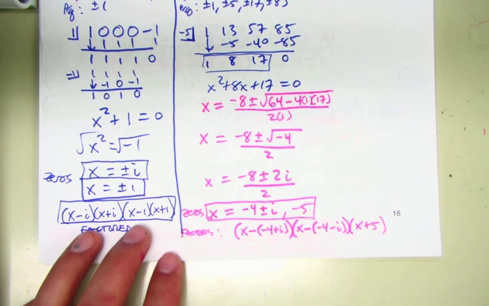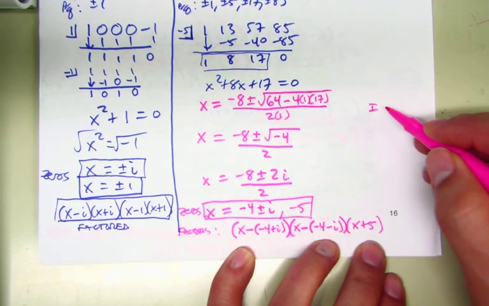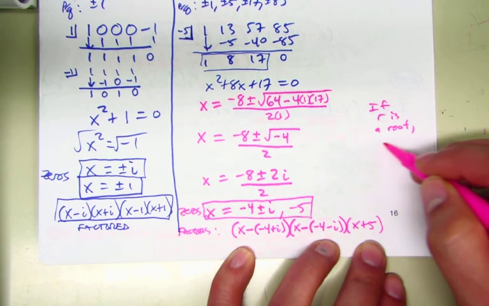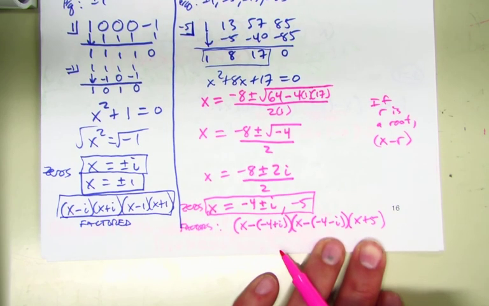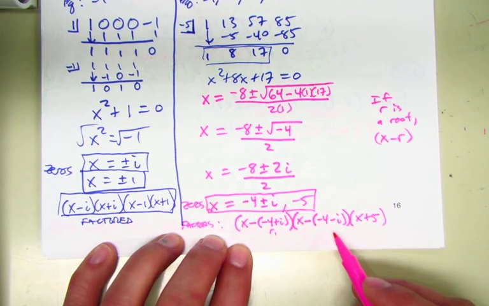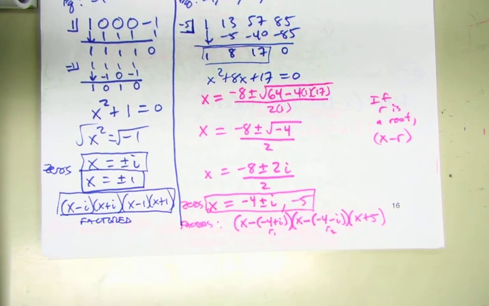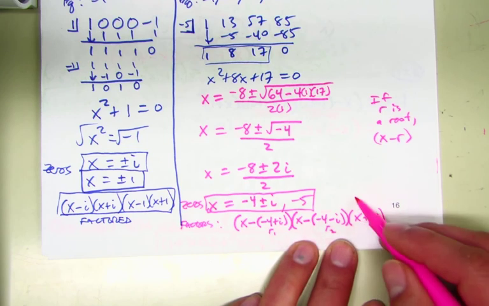How did you get the factors from the negative 4 plus i? Well, it's the same way. If r is a root, it's the linear factors theorem. If r is a root, then x minus that value, right? That's all we're doing. This is literally one of the roots right here, and this is the second one right there. I'm just putting parentheses around it. That's it. Like here, we never really would say x minus negative 5, but that's really what it is.